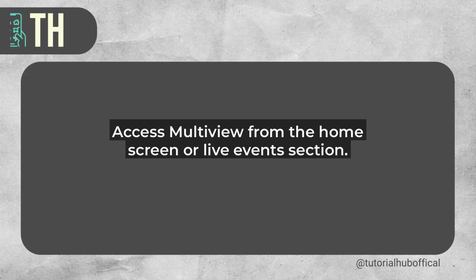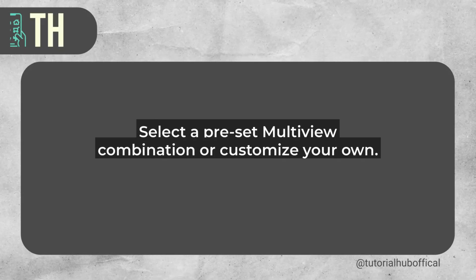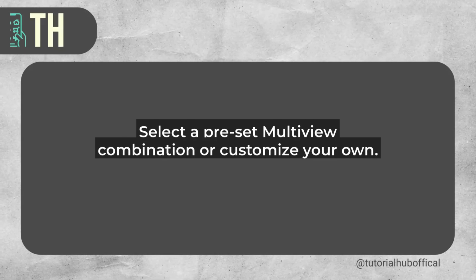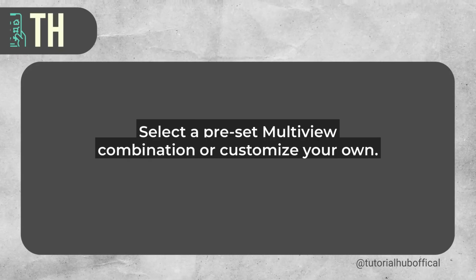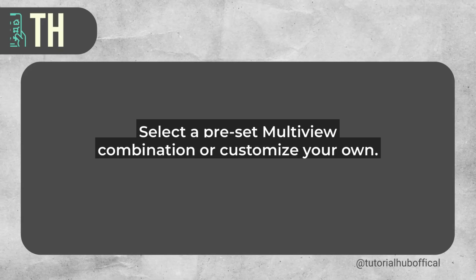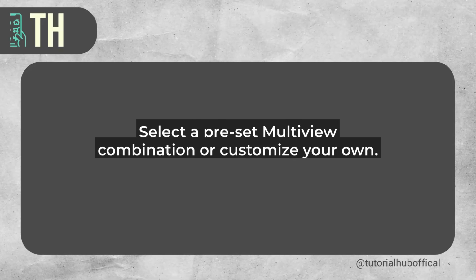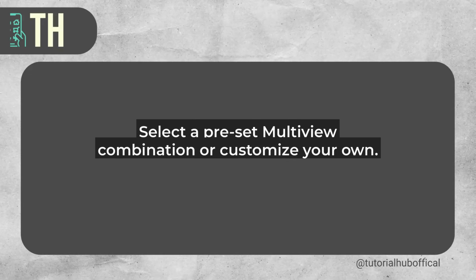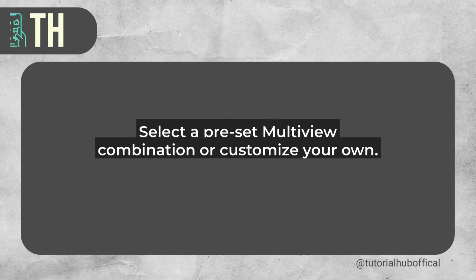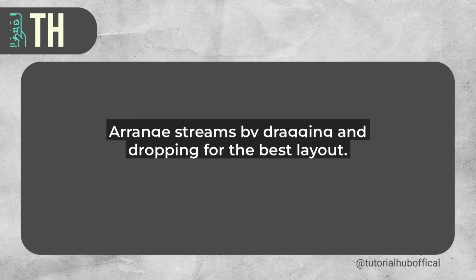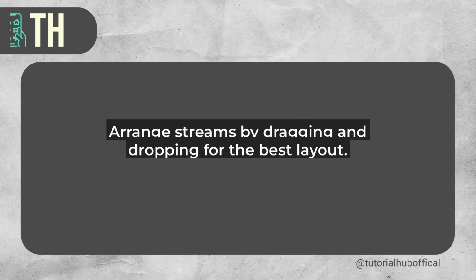Now, let's walk through the steps. Step 1. Select the Multiview tile. You'll see a variety of preset combinations, like watching 2 NFL games side by side or mixing in a news channel. Choose the one that suits your needs, or customize it by tapping the Customize button. Here, you can pick specific channels or events to include, up to 4 at a time.